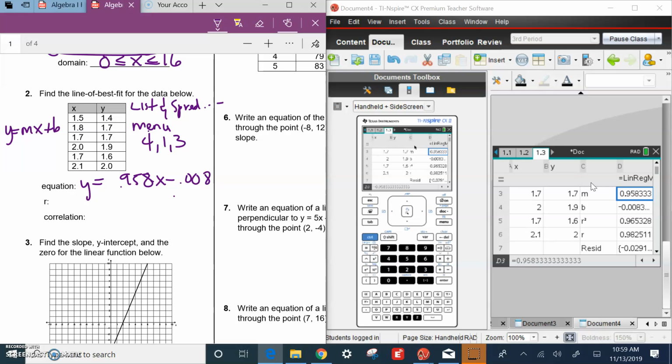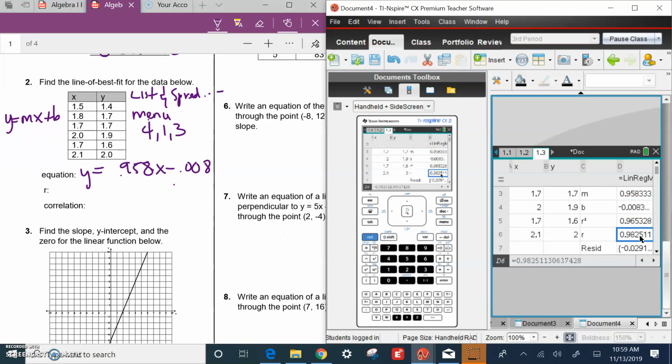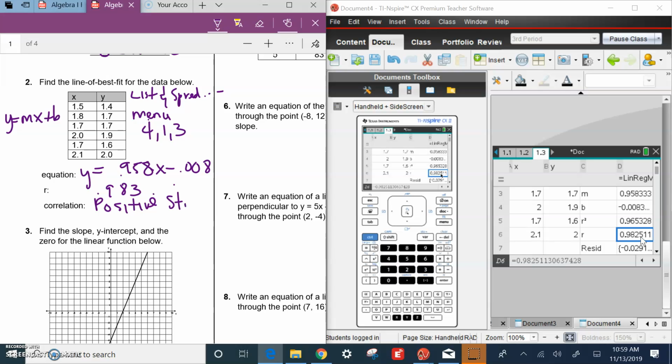And then we find our R. Careful, don't go by the R squared. Make sure that you're looking at the R. So our R is 0.983 if I round to 3 decimal places because the 2 has a 5 next to it. Then it asks for the correlation. Because it is a positive R, it is a positive correlation, and the closer it is to 1, the stronger it is. So it's a positive, strong correlation, whether it's positive or negative.